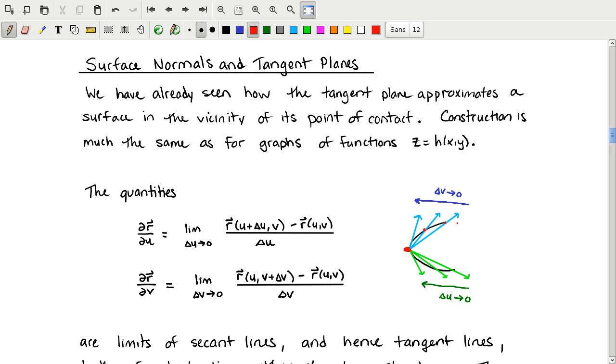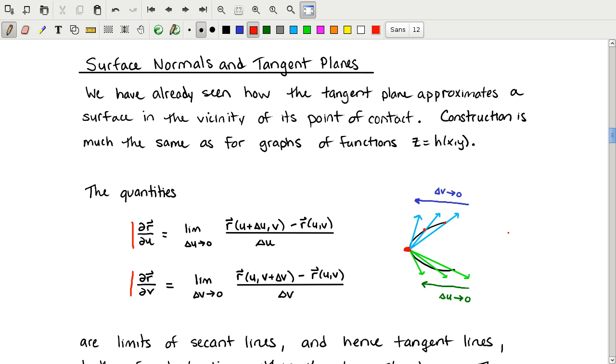Similarly for delta v, the definition of the partial derivative is the limit as delta v goes to 0 of r of u, v plus delta v minus r of u, v divided by delta v. And as delta v gets smaller and smaller, I get secant vectors, which are more and more closely related to the tangent vector. And so ultimately, both dr du and dr dv are tangent vectors to the surface. We already saw that a two-dimensional surface naturally has two tangent vectors, and here we have two such tangent vectors. They both lie in the tangent plane, since they are both tangent to the surface.